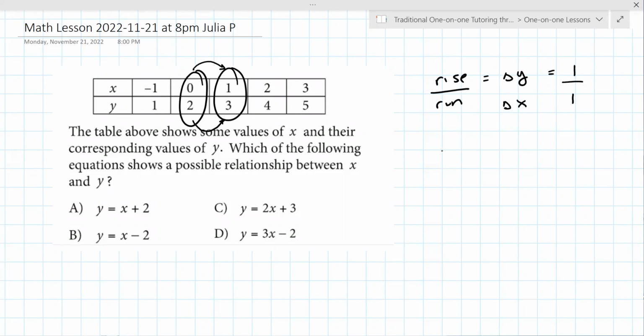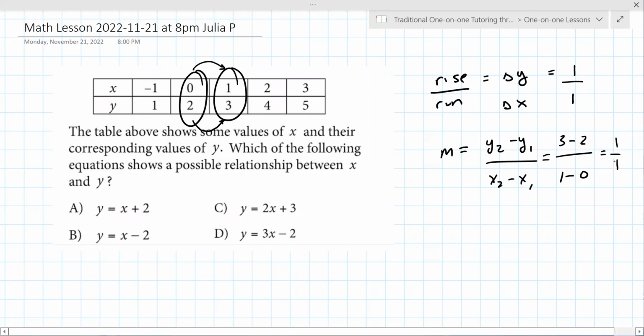Now you could also use the slope formula, which is slow. You don't want to do that, but it does work here. You would say 3 minus 2 over 1 minus 0, and you're still getting 1 over 1. So which of these four equations, A, B, C, and D, has a slope of 1?